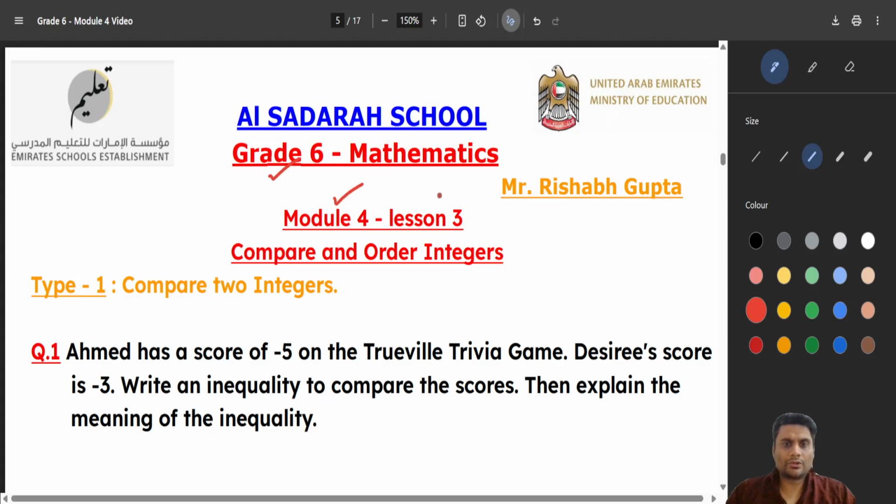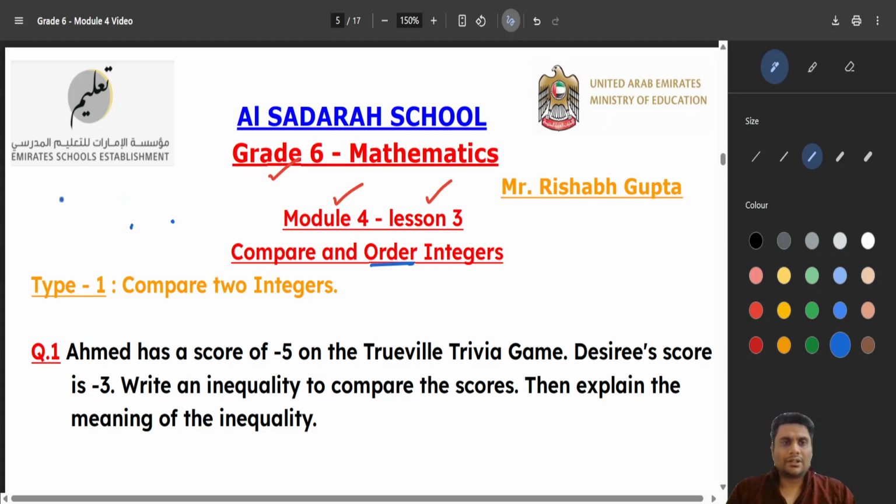Grade 6, Module 4, Lesson number 3. The name of the lesson is Compare and Order Integers. Compare means we will check which number is bigger and which number is smaller. Okay? And order means arranging them from smallest number to biggest number, or biggest number to smallest number.